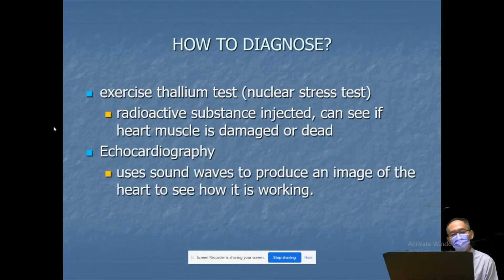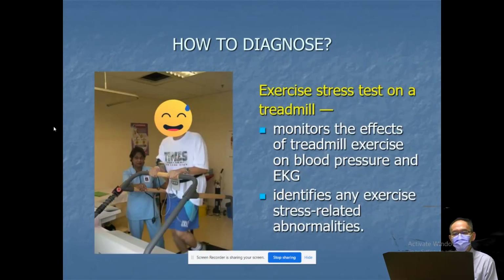For those who survive the heart attack or have very mild symptoms, we can use certain confirmation tests. For example, a nuclear stress test, or using echo, something like ultrasound, to look at the heart, how the contraction is, and whether any part of the wall is not moving well. So from the echocardiogram, we can tell which part of the heart was damaged before.